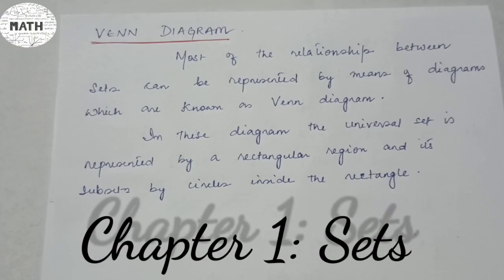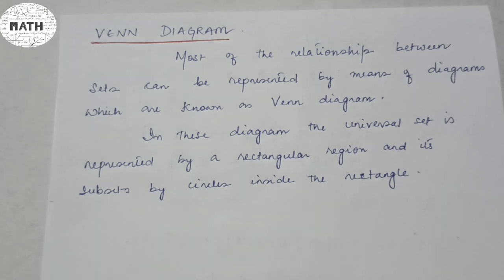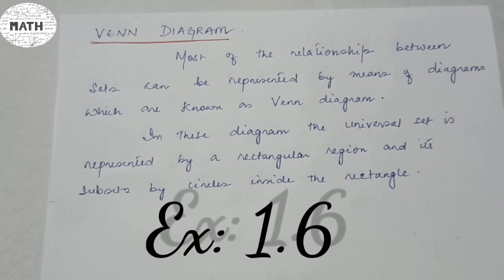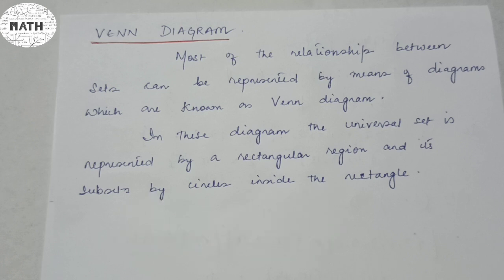Next topic is about the Venn diagram. Let us go through the definition first. It's given that most of the relationships between sets can be represented by means of diagrams, which are known as Venn diagrams. In this diagram, the universal set is represented by a rectangular region. Remember, rectangular region, okay? And its subsets by circles inside the rectangle.